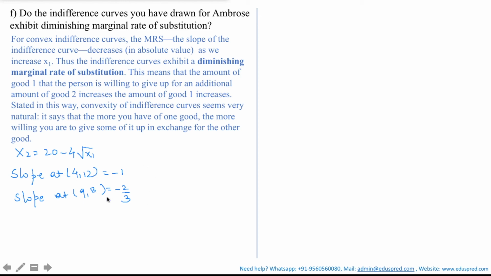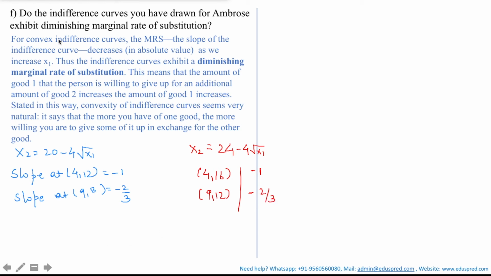The slope at (4, 12) was -1 and the slope at (9, 8) was -2/3. Also, Ambrose had another indifference curve with the equation x2 = 24 - 4√x1, and in part E we calculated the slope of this indifference curve at the points (9, 12) and (4, 16). At (4, 16) the slope was -1 and at (9, 12) the slope was -2/3.